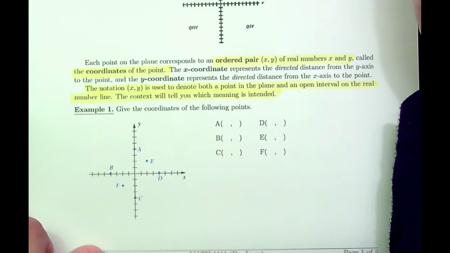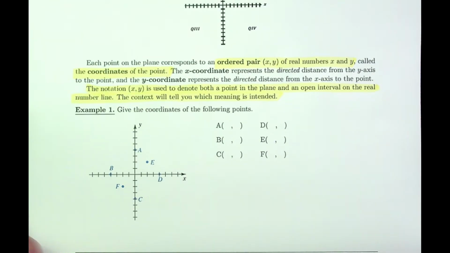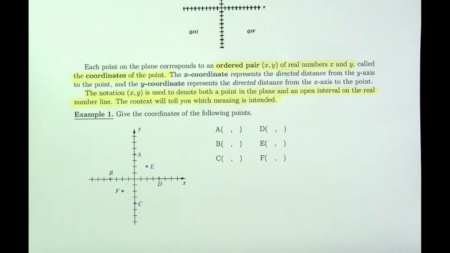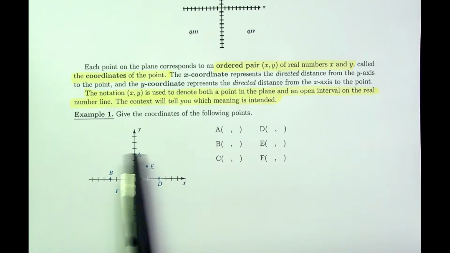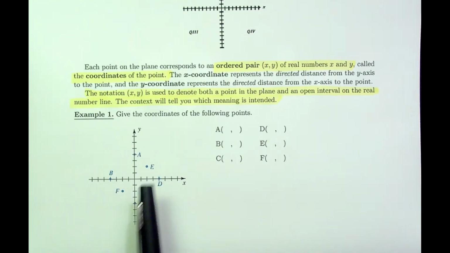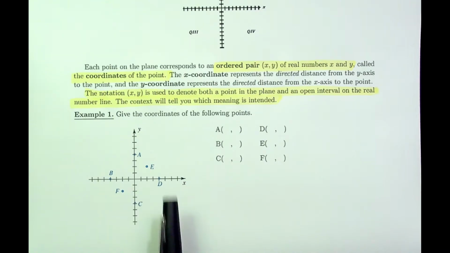Okay, so I'm sure you have learned how to find the coordinates and plot points. So this is just a quick exercise for you. Try to indicate the coordinates of each of these points: A, B, C, D, E, and F. So pause the video, take a moment, and then write the coordinates. Okay, let's go over them.